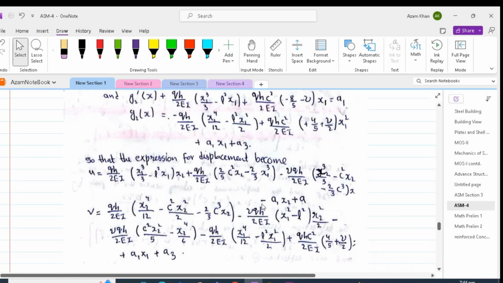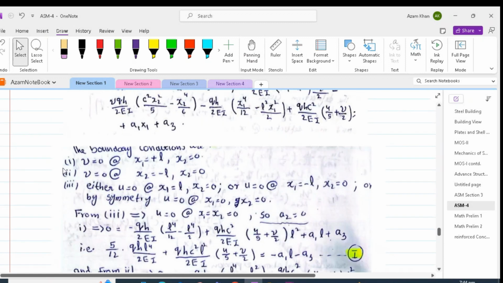Now in order to find these unknown constants, we can make use of the boundary conditions. The first boundary condition is that v is equal to 0 at x1 equal to L and x2 equal to 0. That means there is no vertical deflection of the beam at x1 equal to L and x2 equal to 0, so the neutral axis will not move. Similarly, the neutral axis will not move at x1 equal to −L.